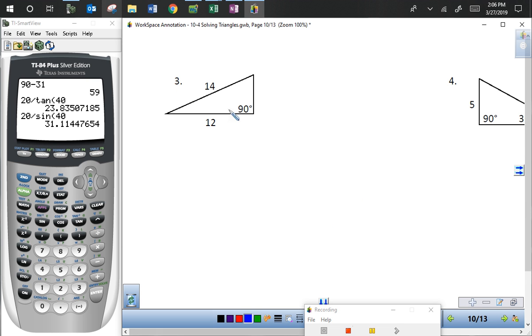Alright, next up, again, first question. What do you have more of? So on number 3, we have more sides. That means we're solving for the other side first. We need an x, because in order to solve, we use Pythagorean theorem. So x squared plus 12 squared equals 14 squared.